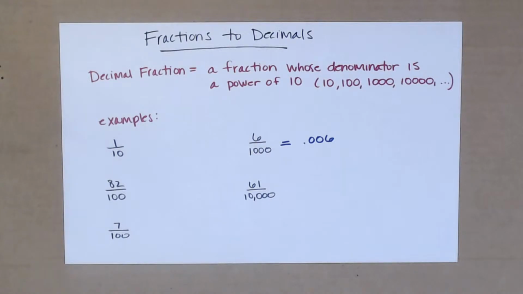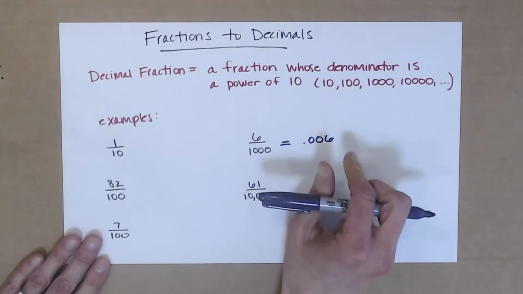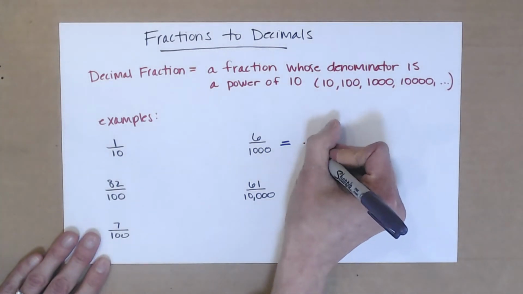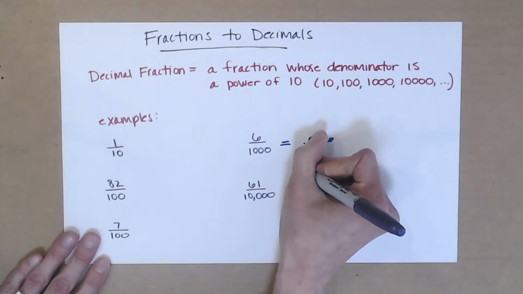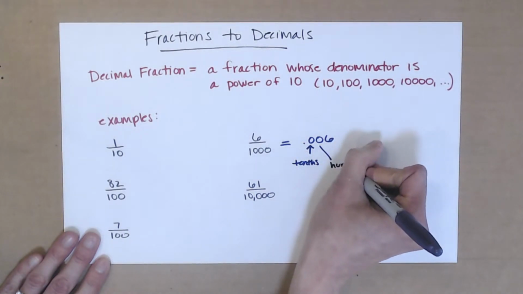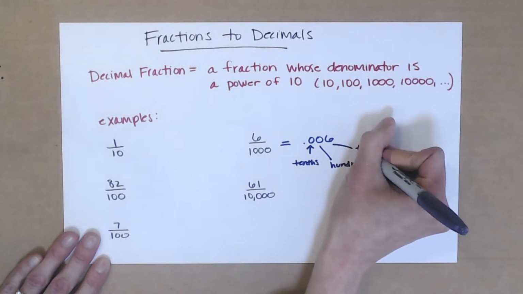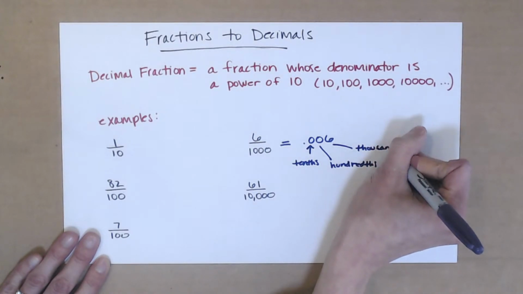Some of the problems on your sprint will look like this, and these will probably be the easiest ones because they're already written as decimal fractions, which can easily be written in decimal notation. For example, 6 thousandths would be written as 0.006 because this first decimal place is your tenths, and the next one is your hundredths, and then this one is your thousandths.